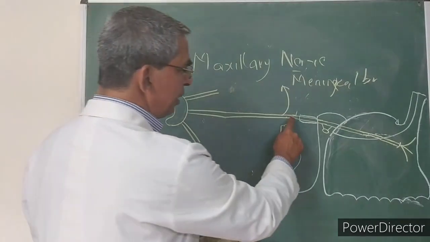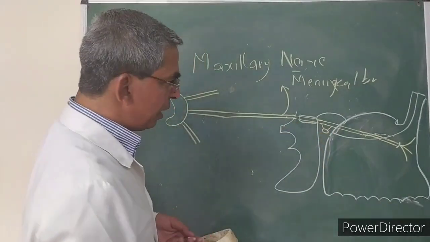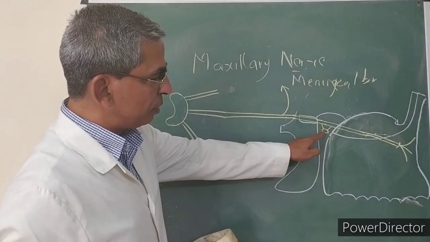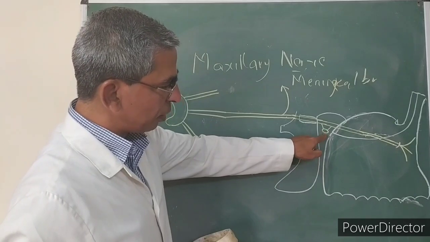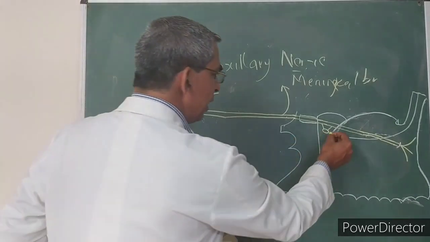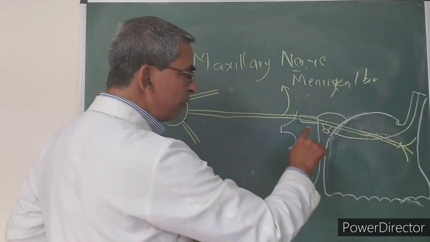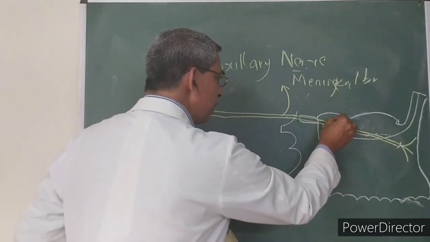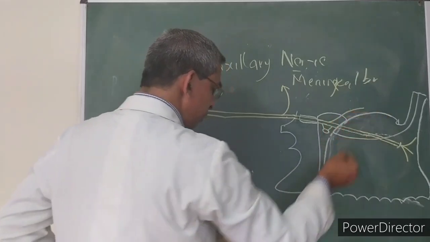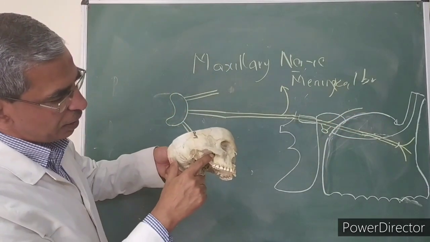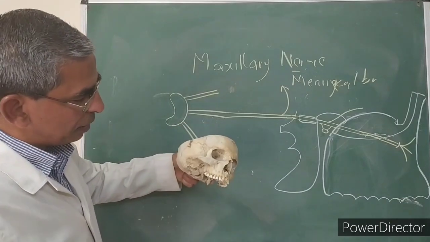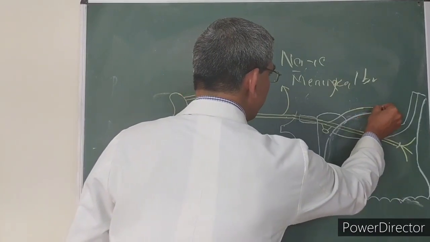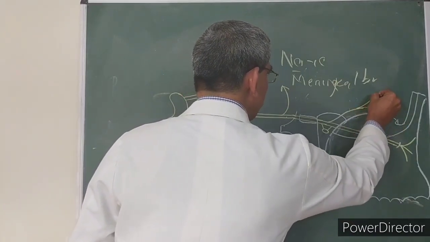Further, when it enters into the pterygopalatine fossa, it gives rise to the ganglionic branches, which connect to the pterygopalatine ganglia. Then, before it enters the infraorbital groove, it gives rise to one branch, the zygomatic branch, which enters the orbit through the inferior orbital fissure. Now this zygomatic branch divides into two branches, the zygomaticofacial branch and the zygomaticotemporal branch.